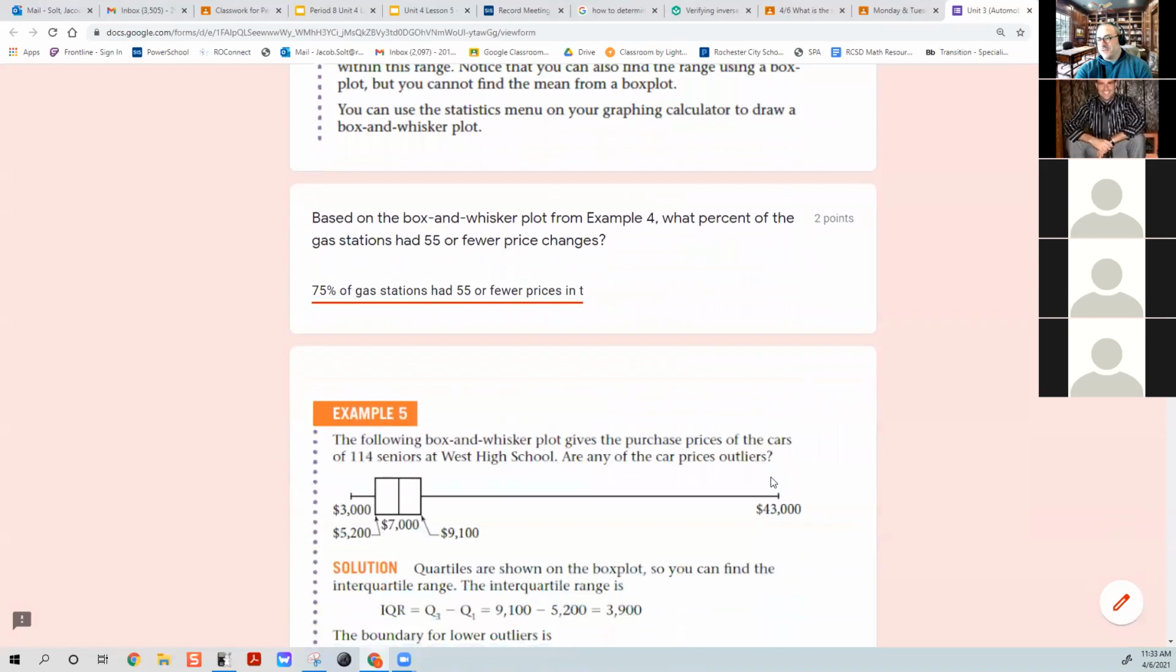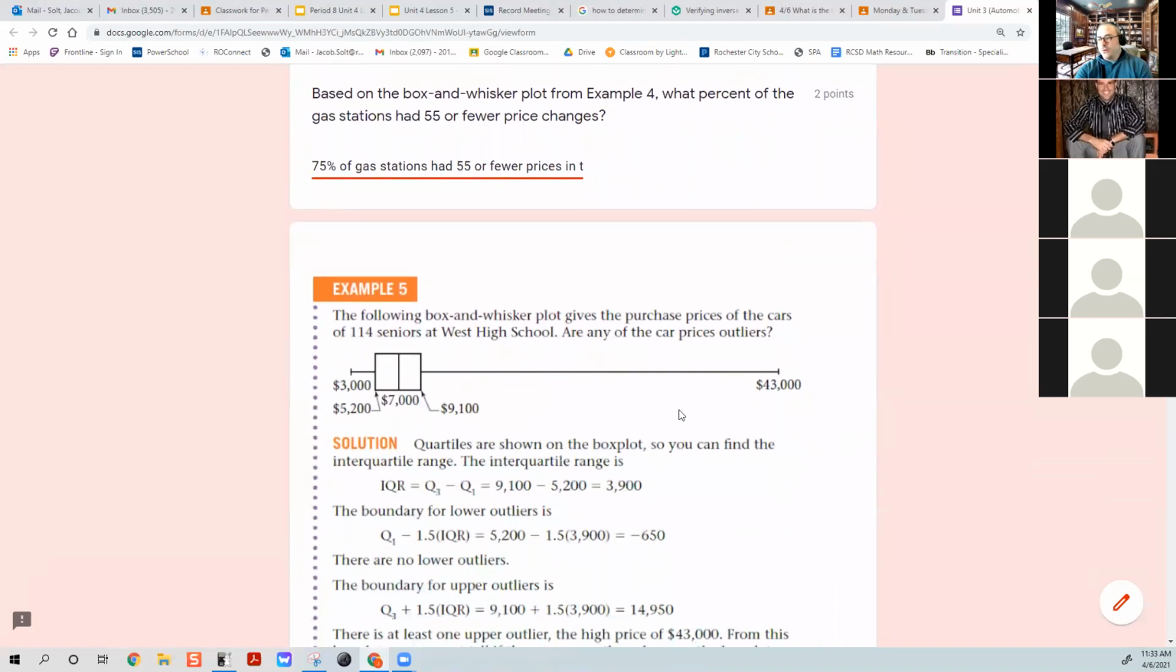All right, now I'll talk about example 5. Whoa, look at that box and whisker plot. The following box and whisker plot gives the purchase prices of cars of 114 seniors at West High School. Are there any car price outliers?